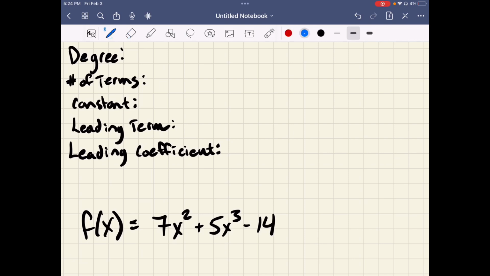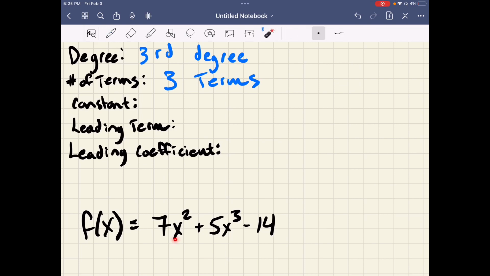All right, in this case, we're looking for the degree. I'm going to look at all of my exponents, which are a 2 and a 3, and the degree is the highest one, so this would be a 3rd degree polynomial. The number of terms is each individual group of numbers, variables and exponents. I have 1, 2, 3, so this is 3 terms. The constant, again, is the number without the variable. Our first two terms have variables, and our last term, negative 14, does not have a variable. So that would be my constant.